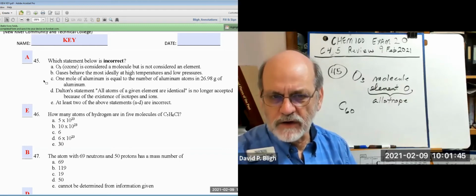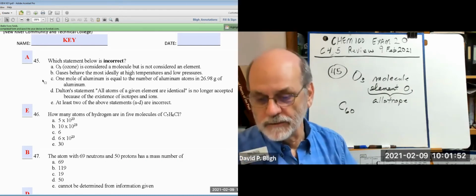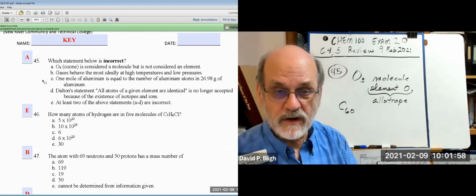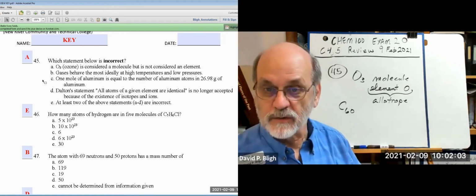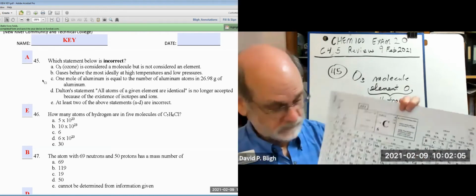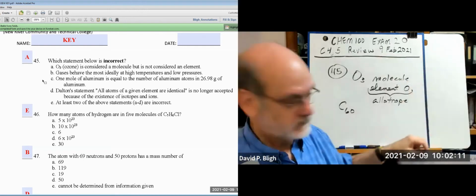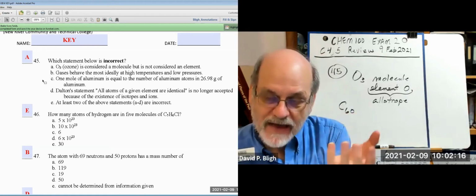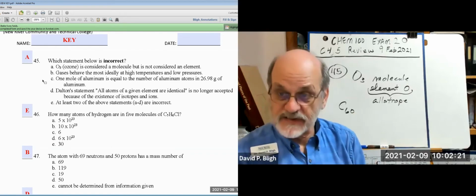C, 1 mole of aluminum is equal to the number of aluminum atoms in 26.98 grams of aluminum. What do we mean by a mole? Well, we mean 6.022 times 10 to the 23rd atoms. And how much will that many atoms of aluminum weigh? You look at the periodic table. The atomic weight of aluminum is 26.98, which means that if you have that mass of aluminum in your hand, you have 1 mole of aluminum atoms. So C is true.